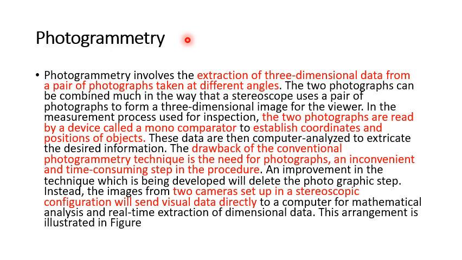In the measurement process used for inspection, the two photographs are read by a device called a monocomparator to establish the coordinates and position of the object. These data are then computer analyzed to extract the desired information.